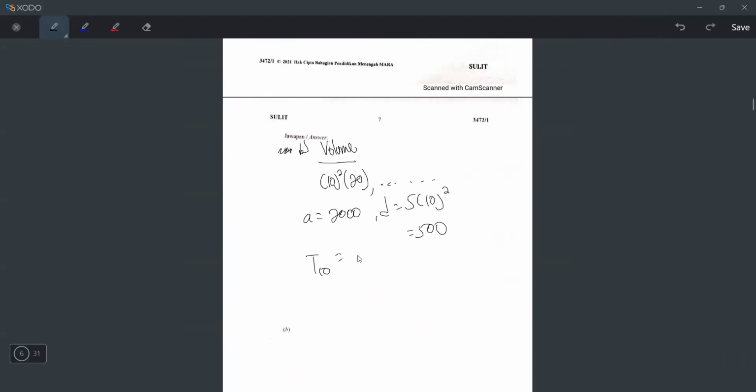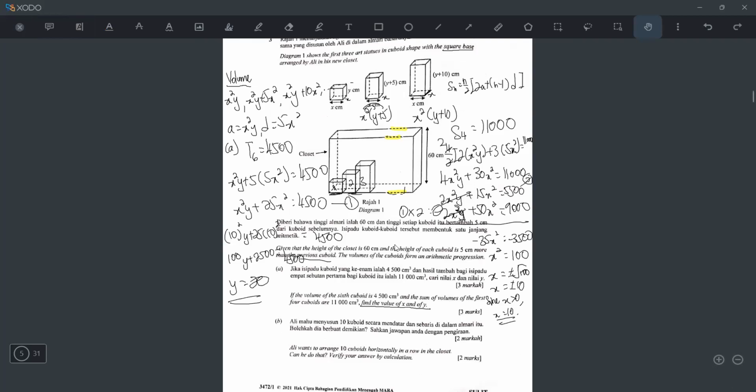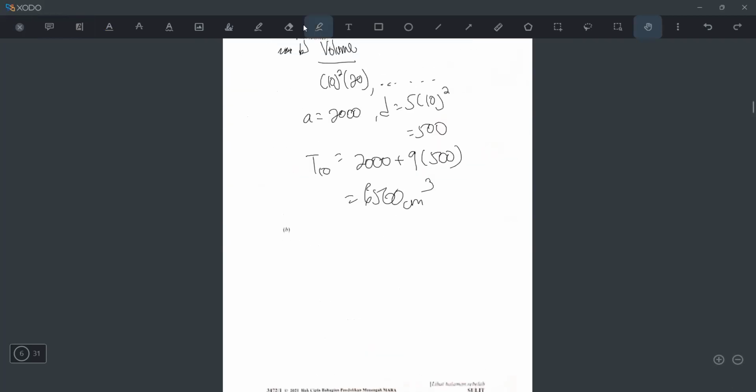So it will be what? A, which is 2000 plus n minus 1 d, so 9 times 500, right? That's why just now I said the T2 and T3 is not important. So 2000 plus 9 times 500, so you get 6500, and this is the volume. And be very careful because this is the volume, so it's in cm cube. Yep, cm cube. Okay, I scroll up because I'm not sure if it's cm or m, right?